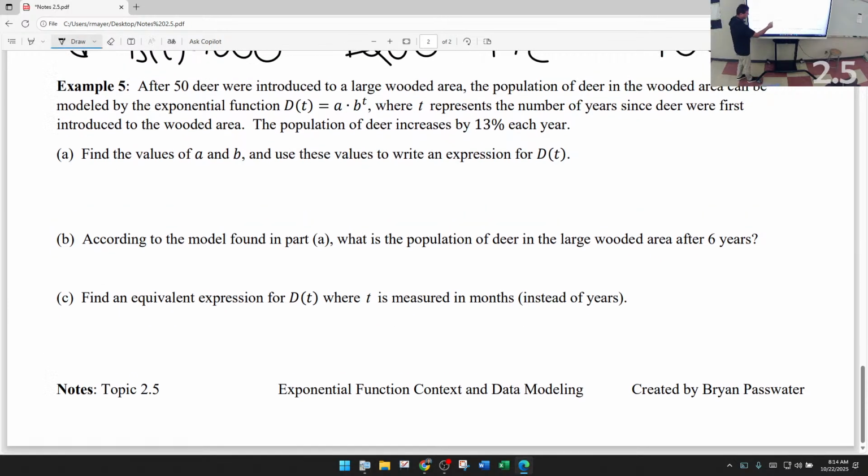So they want an expression where T is measured in months instead of years. And so right now, T is measured in years. So T is in years, and they want it in months, then my guess is that would just be 12T. Because if T is 2, that's 24 months. If T is 3, that's 36. So that one you just almost kind of have to think about. That's typically what they're going to do on that too. You have to divide it or multiply it by something. Great question. I'm glad you caught that.